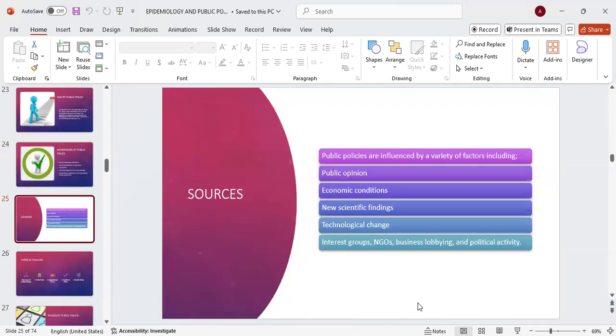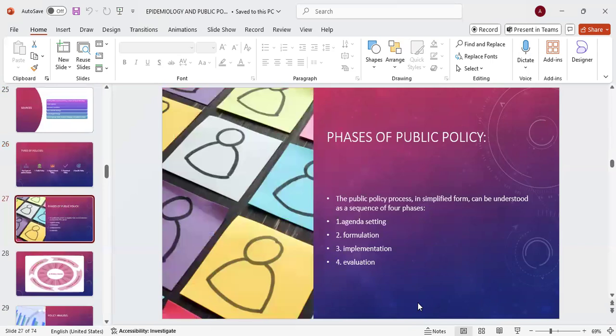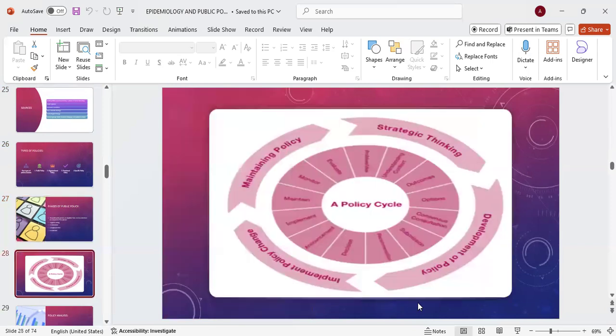Sources. Public policies are influenced by a variety of factors, including public opinion, economic conditions, new scientific findings, technological changes, interest groups, NGOs, business lobbying, and political activity. Types of policies. There are four types of policy: public policy, organizational policy, functional policy, and specific policy. Phases of public policy. The public policy process in simplified form can be understood as a sequence of four phases: agenda setting, formulation, implementation, and evaluation.